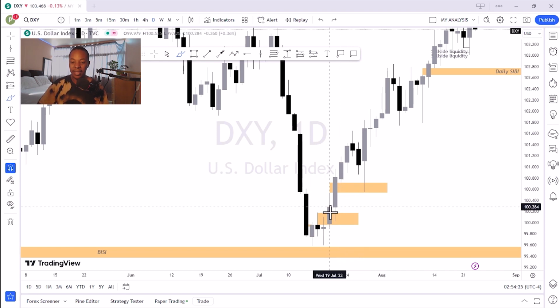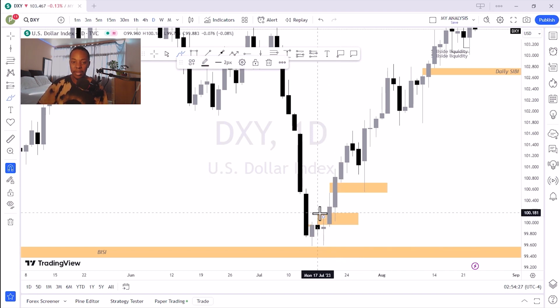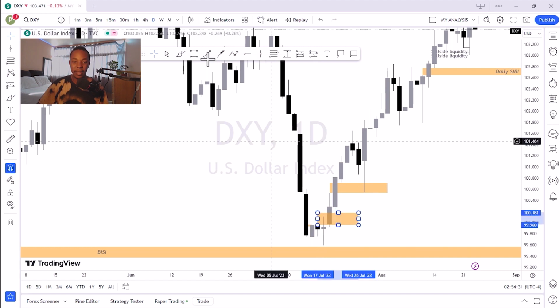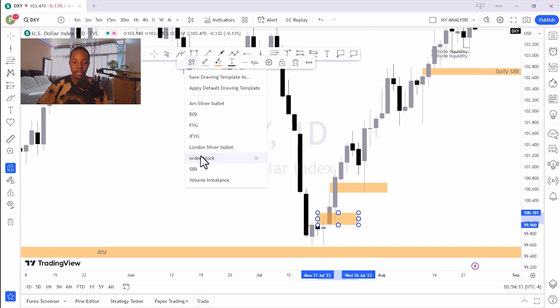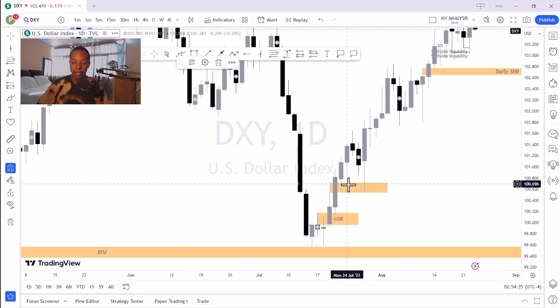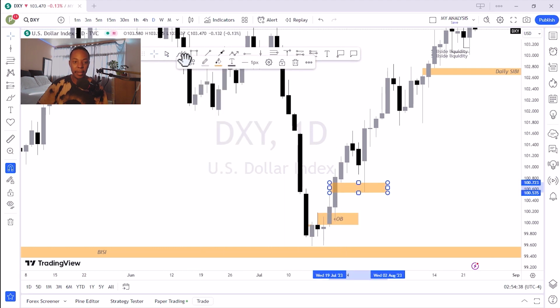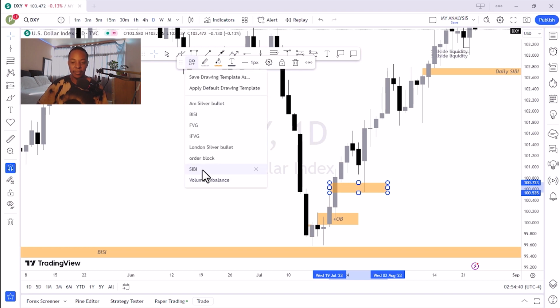Let me just mark that. It's an order block, and that is a BC, buy side imbalance, sell side inefficiency.